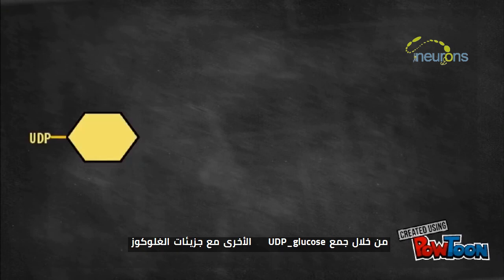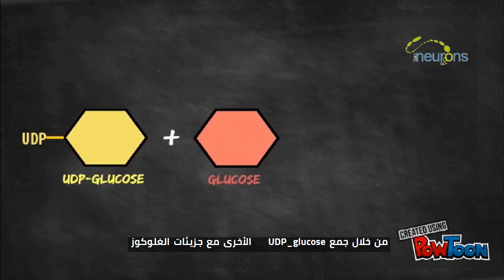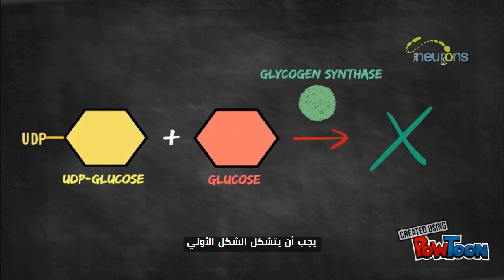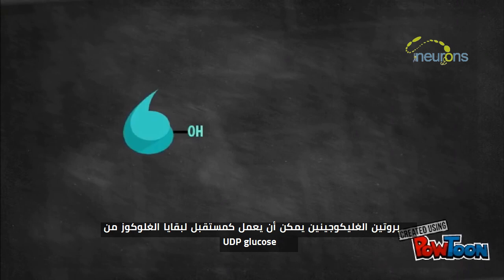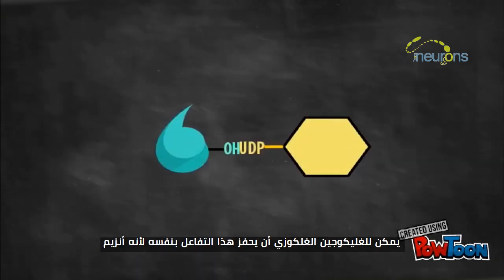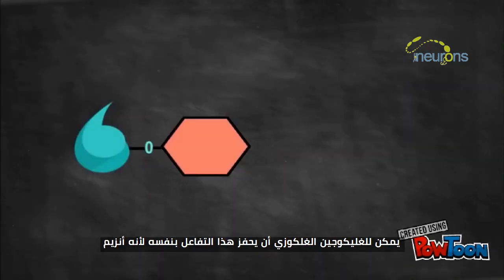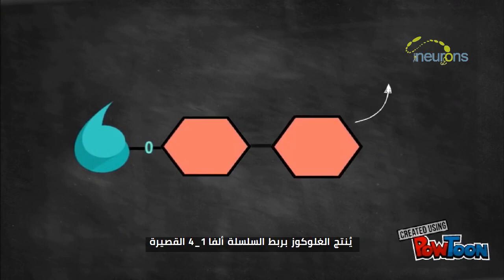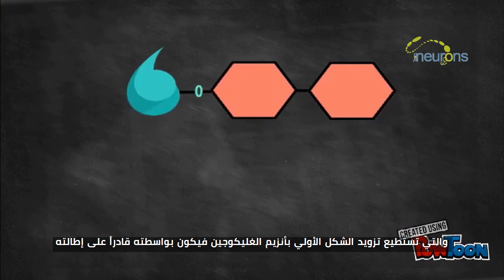Step 2. Synthesis of a primer to initiate glycogen synthesis. Since adding UDP glucose and other glucose molecules to elongate the chain via glycogen synthase cannot occur, a primer should be first formed. A protein called glycogenin can serve as an acceptor of glucose residues from UDP glucose. Glycogenin itself can catalyze this reaction because it is an enzyme. Just add a few more molecules of glucose from UDP glucose, producing a short alpha-1,4 linked glucosyl chain that can serve as a primer that is able to be elongated by glycogen synthase.